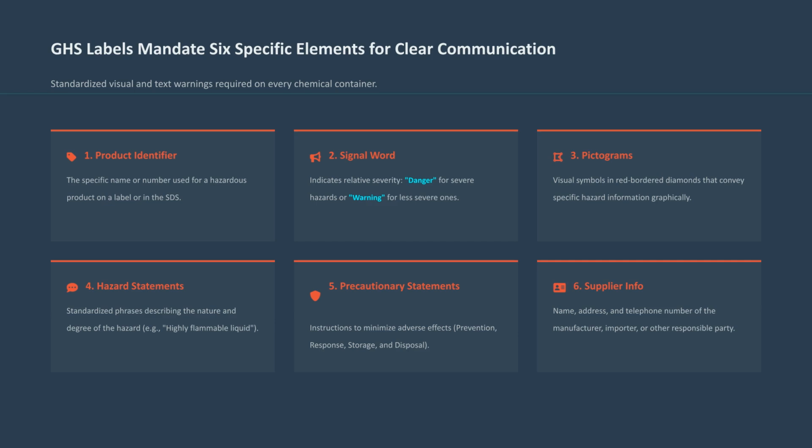GHS labels must include 6 specific elements. These are the product identifier, a signal word, pictograms, hazard statements, precautionary statements, and supplier information. These elements ensure clear communication on every container.